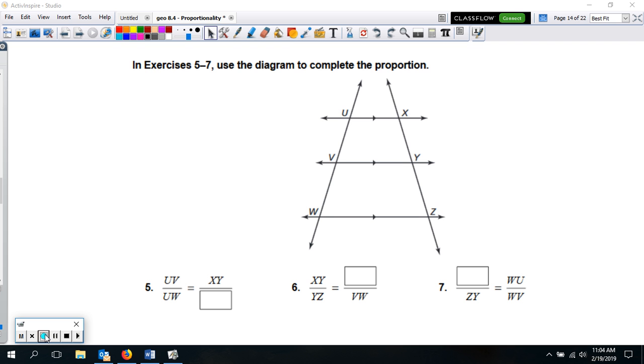Okay, so we'll continue on with the extra practice 5 to 7. It says use the diagram to complete the proportion, and you may want to try this for yourself real quick. You know, this should not be too hard. You can go ahead and pause the video and then just try to fill these in yourself, and then just play it and see if you got them right.